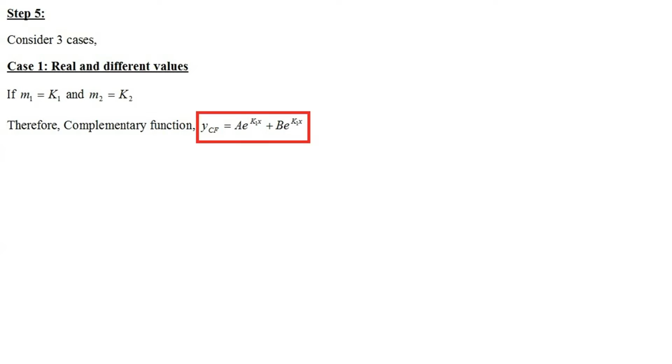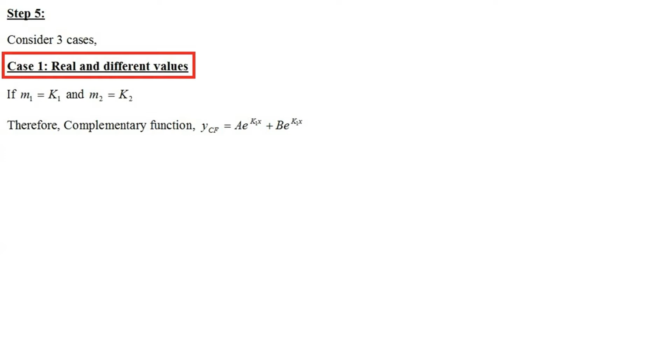Capital A e to the power k1x plus capital B e to the power k2x. And capital A and capital B in this form are constants that we need to calculate. We'll come on to the calculation of capital A and capital B, these unknown constants, very soon. So this is case number one, the case for real and different values for m.